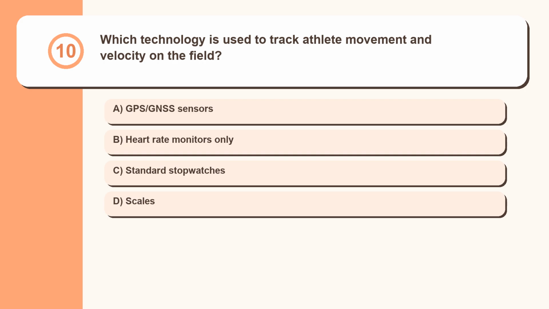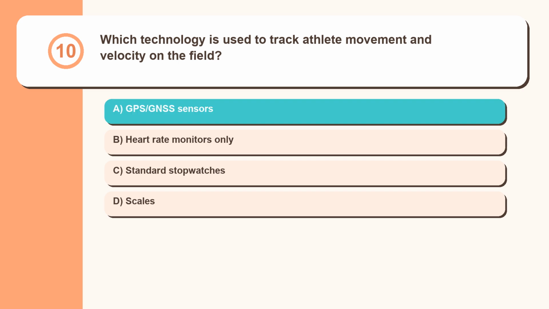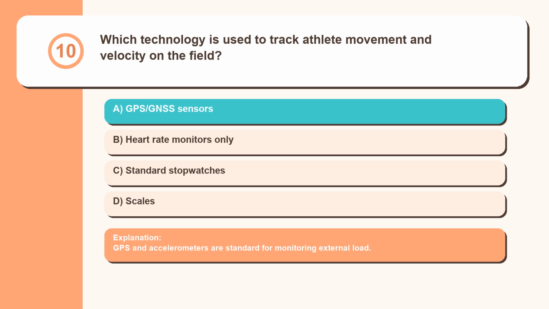Question 10. Which technology is used to track athlete movement and velocity on the field? GPS/GNSS sensors, heart rate monitors only, standard stopwatches, scales. GPS and accelerometers are standard for monitoring external load.